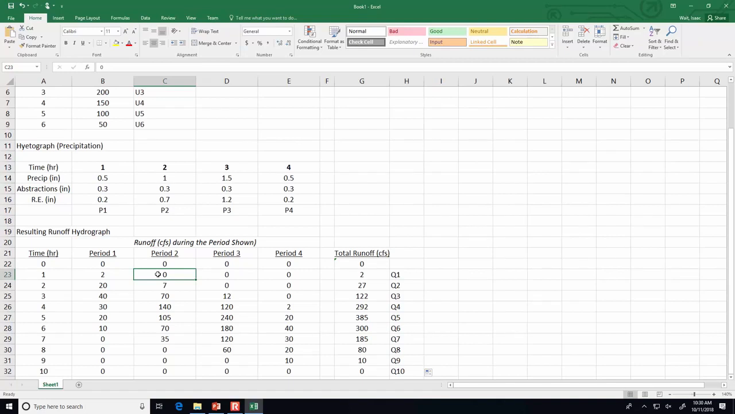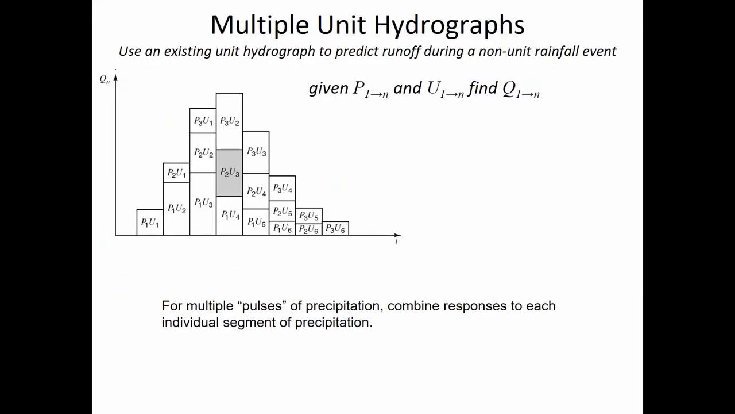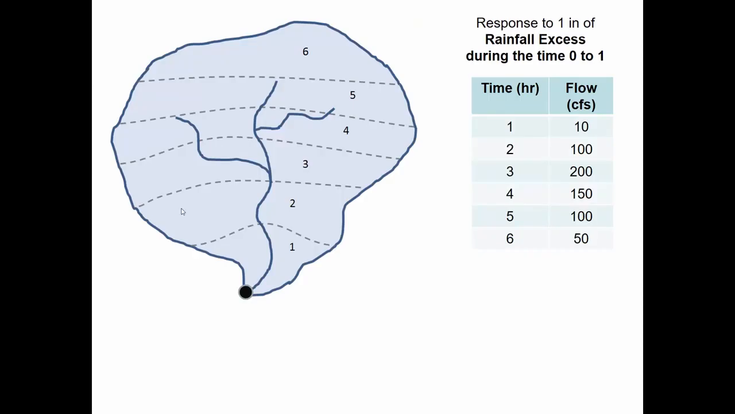Yes? Can you go back to that bar diagram? Mm-hmm. I'm having a hard time. In the second set of bars there, why do you have P1 now times U2? Because it's the first hour of rain in area 2. In the second hour, it was last hour's rain that's finally arriving at the outlet.